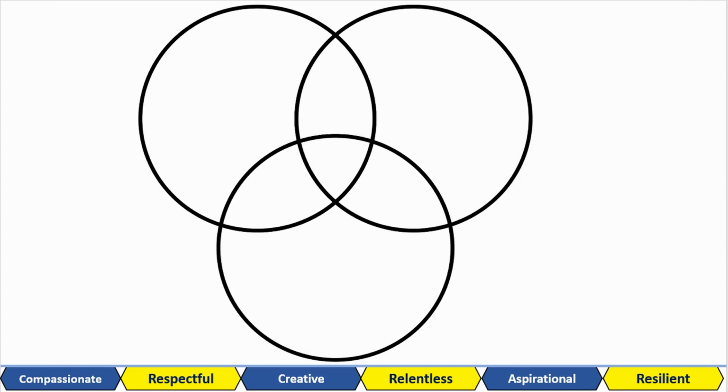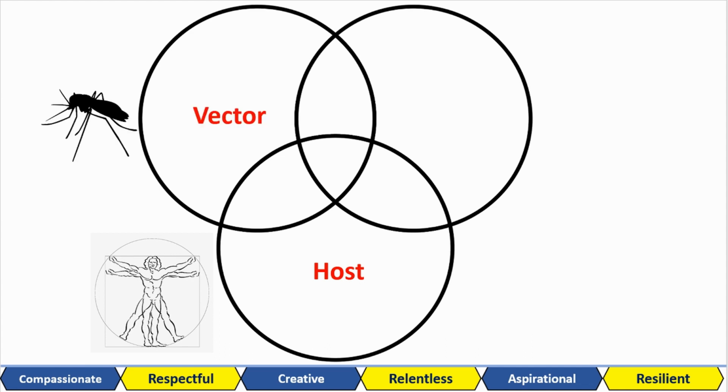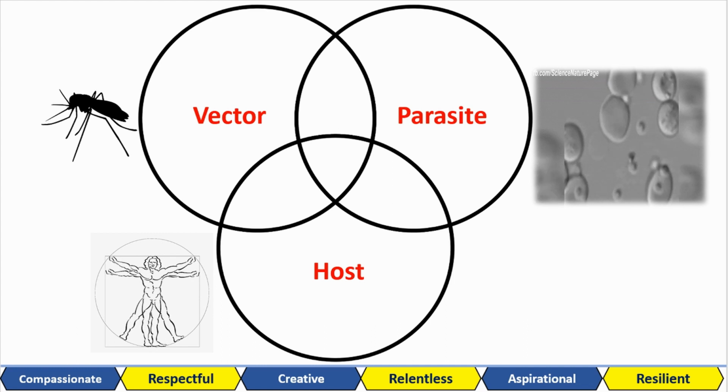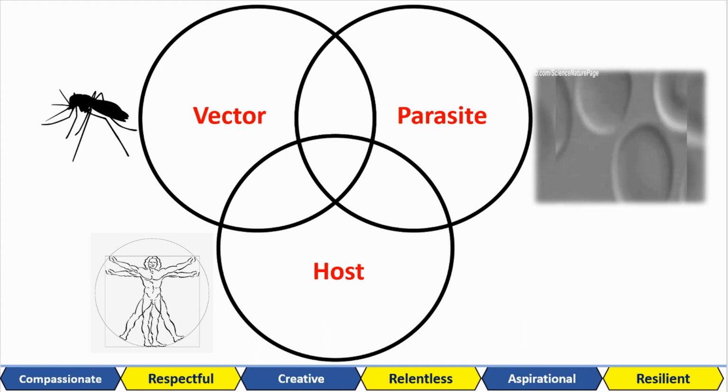There are 3 players in this game of malaria. The host, which is the organism that's harmed from the relationship. In this example, that would be the humans. The vector, which is the organism that transmits the pathogen from an infected individual to another individual. In this example, that's the mosquito. And finally, the parasite. This is the organism that causes the harm to the host as it develops. And in this example, that is our protist.